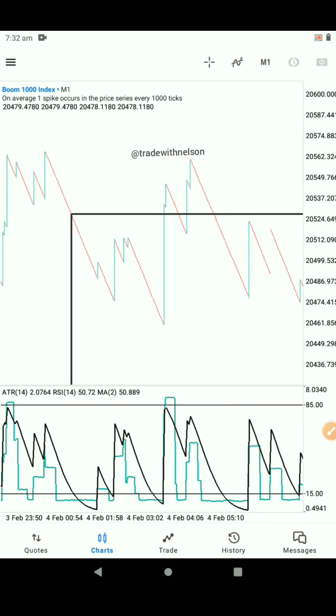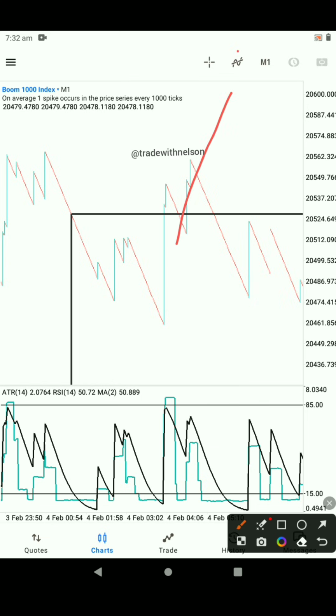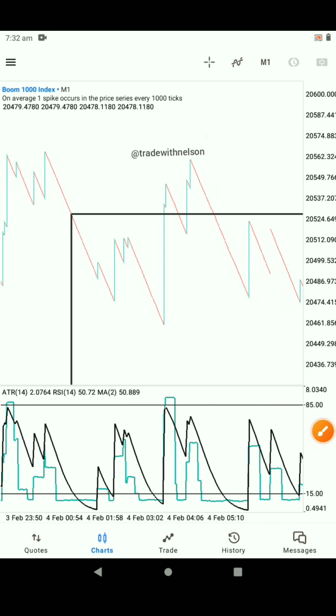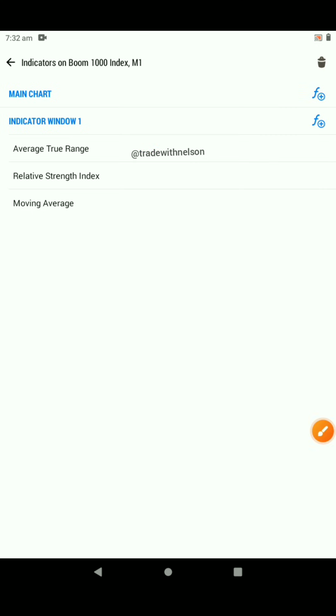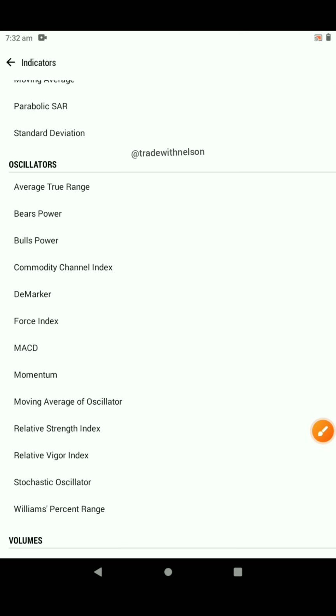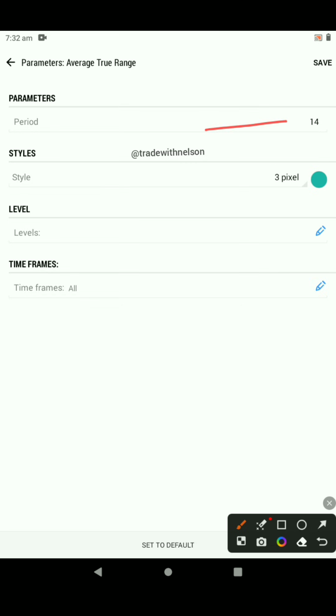Now let me show you the settings to my indicator. First thing you do is click on this indicator icon over here. Like I said, I have 3 indicators: the average true range, the relative strength index, and the moving average. To select the average true range, first click on the main chart F icon. After that, you scroll down. This is average true range. If you click on that, make your period 14, style 3 pixels, and select a color of your choice. After that, you click on save.